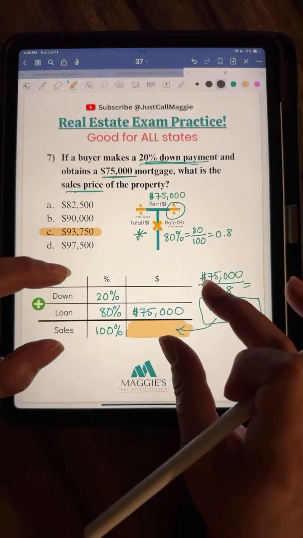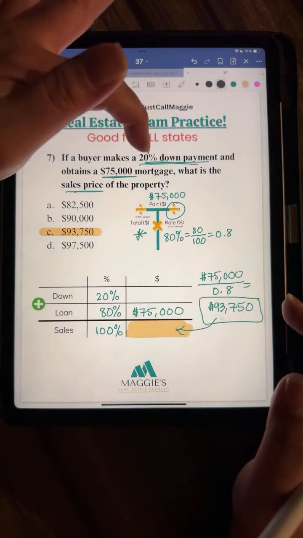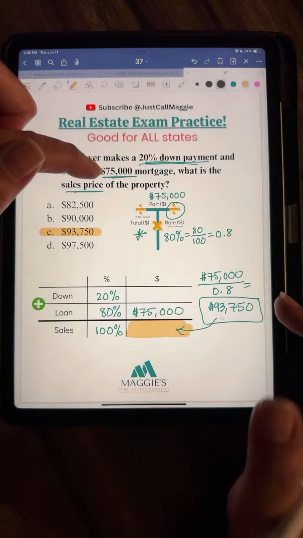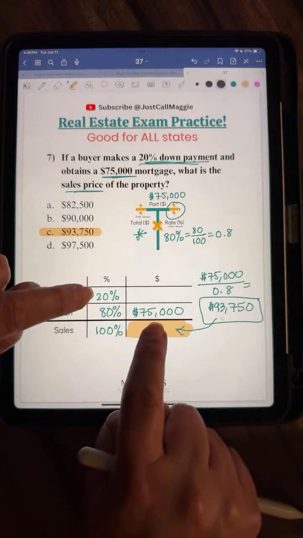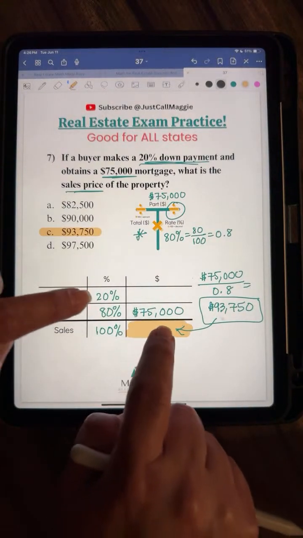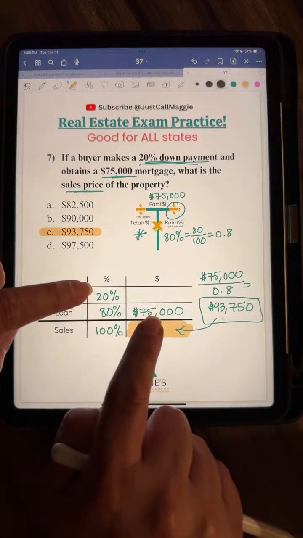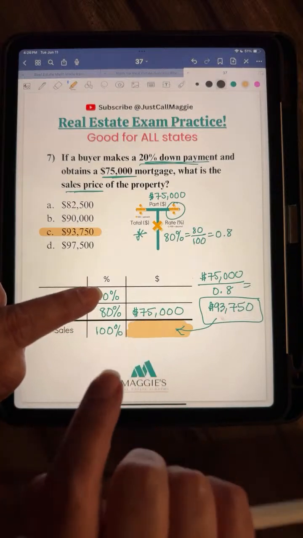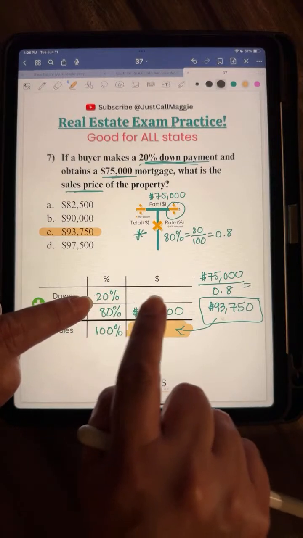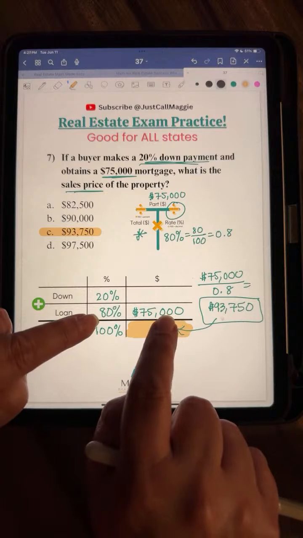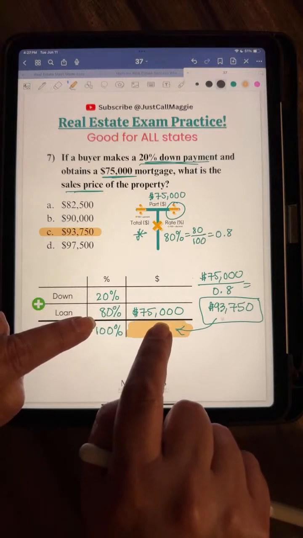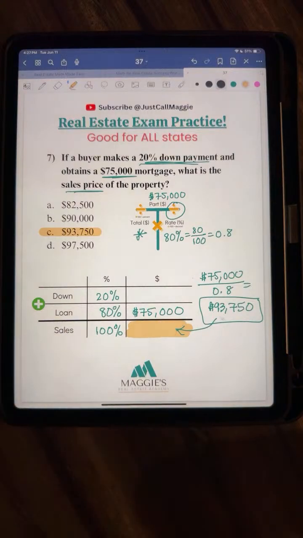So this chart could definitely help you organize your thoughts, because here it's telling you 20% down payment, and then they're giving you the mortgage amount. So you can't mix these two, the 20% and the 75,000, because this is a different number. The number to the 80% is 75,000. That's what you need to use. That one was a really tricky question, but hopefully, if you see that on the exam, you can definitely get it correct.